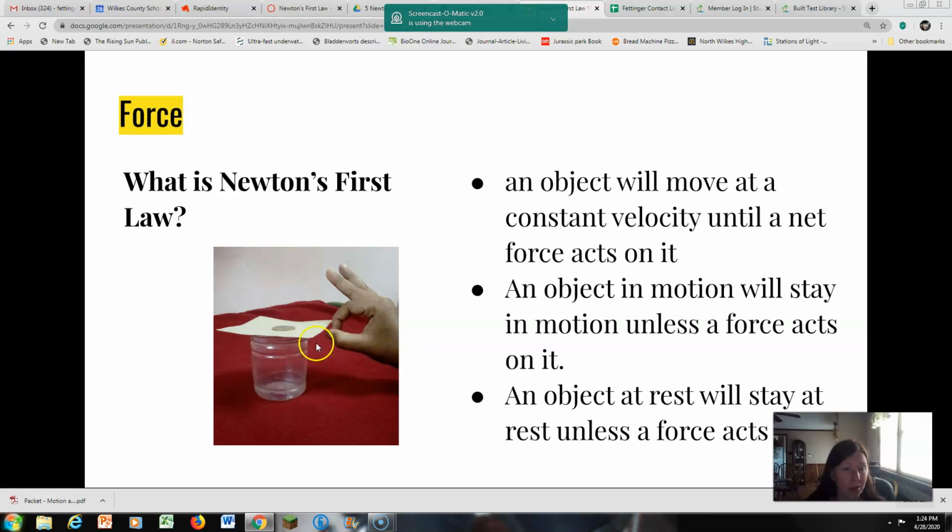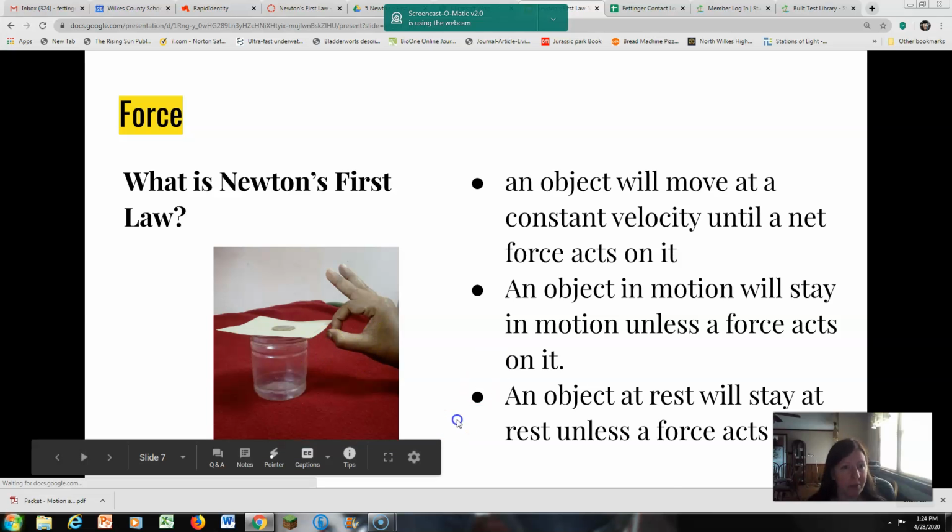Okay? So just like this example where you've got someone who's about to flick the piece of paper out from under the quarter, everything's going to stay right where it is until the moment when they flick that paper. Until then, nothing's going to happen to the objects involved.